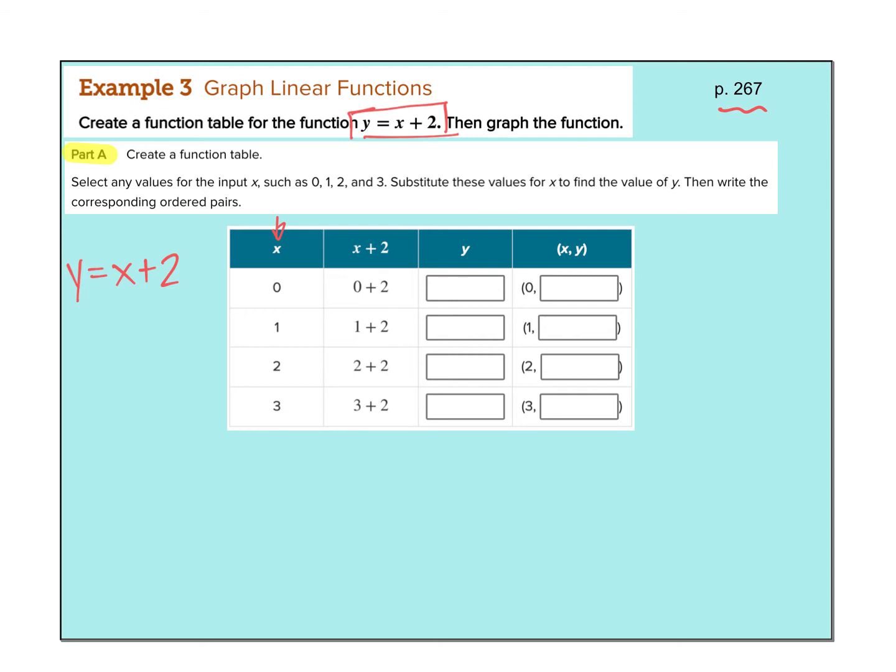So they kind of did this for you. Instead of an x, I'm going to plug in a 0. So 0 plus 2 gives me 2. So my first coordinate is 0, comma 2.